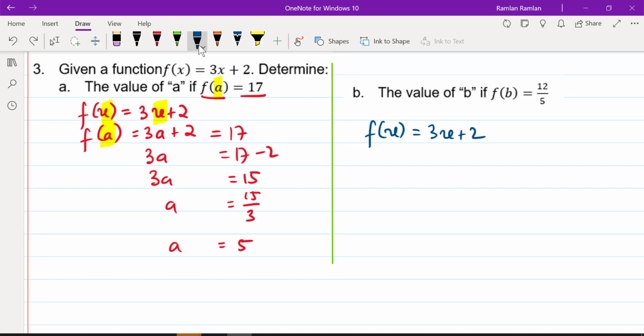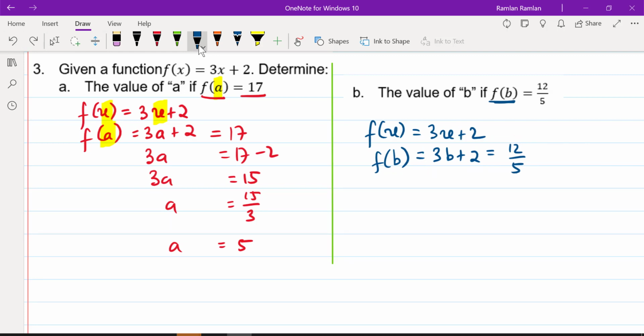And then it says to find the value of b if f of b equals 12 over 5. So if I have f of b, I only need to substitute the x by b. That's it, and that'll be 3b plus 2. And here we have it equal to 12 over 5. Then again, we are going to do the same exact process as before. We only need to solve this equation over here.